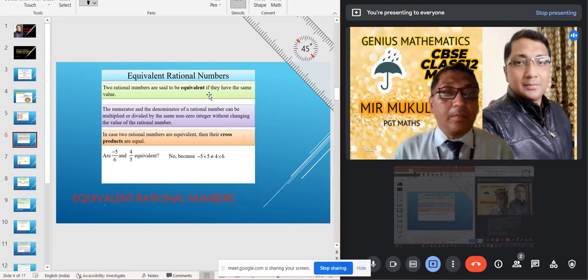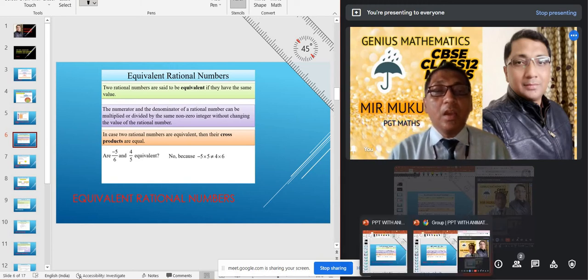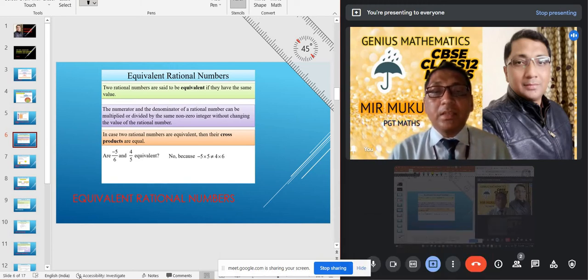Now next, equivalent rational number. What is equivalent rational number? Two rational numbers are said to be equivalent if they have the same value. So the numerator and denominator of the rational number can be multiplied or divided by the same non-zero integer without changing the value of the rational number. So equivalent rational number, I am showing, just try to understand.